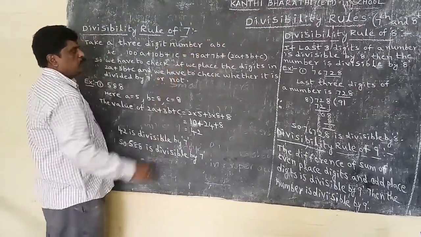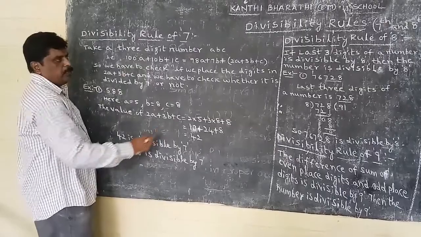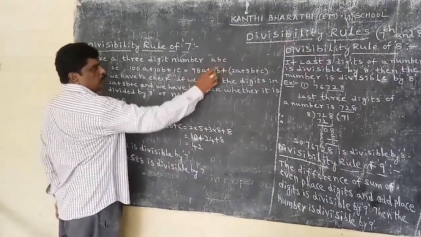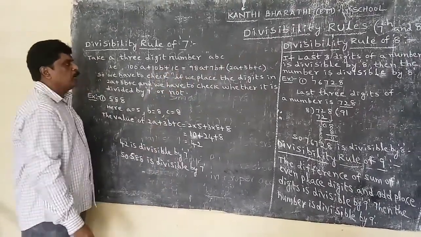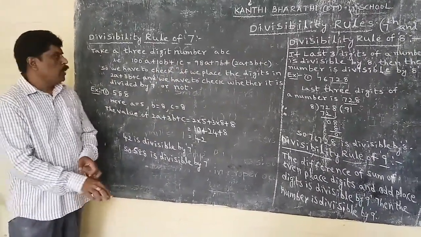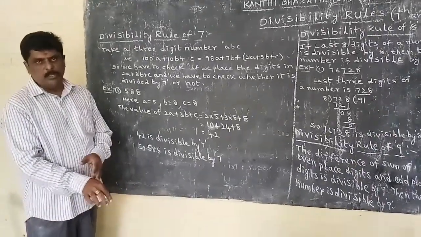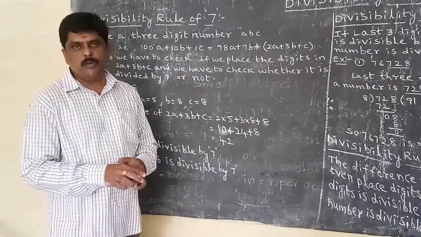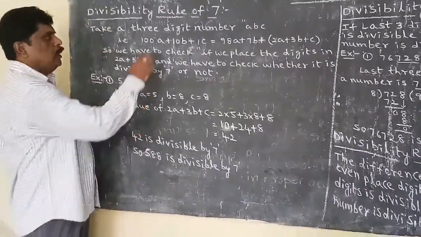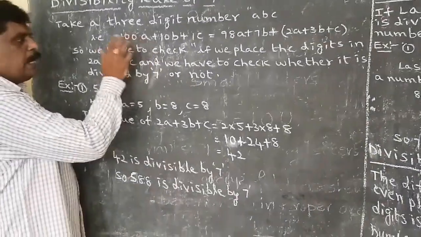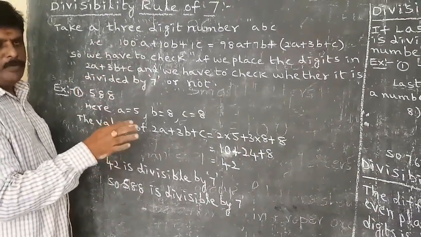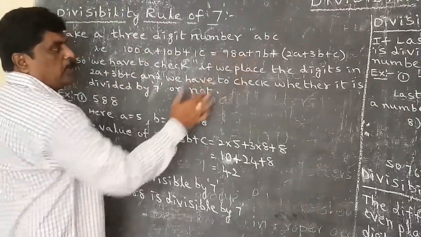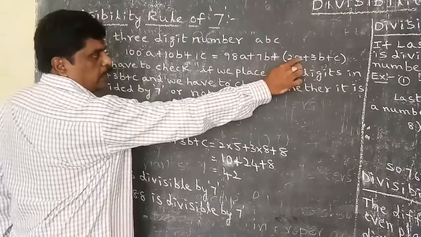Here A is in the hundreds place, so 100 into A, 100A, and B is in the tens place, so 10 into B, and C is in the ones place, that is 1 into C. Here 100 is not divisible by 7. So what is the nearest number to 100 that is divisible by 7? We have to find out. 100 is not divisible by 7, 99 is also not divisible by 7, 98 is divisible by 7. So I have to write it as 98A. Remaining 2A, you have to write it here.